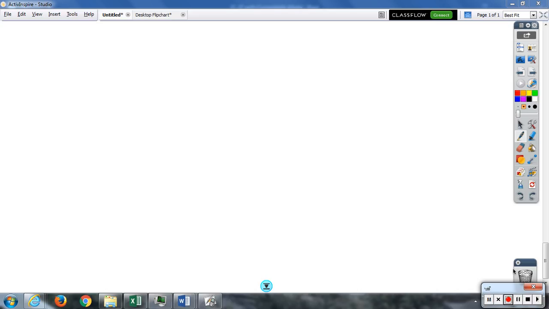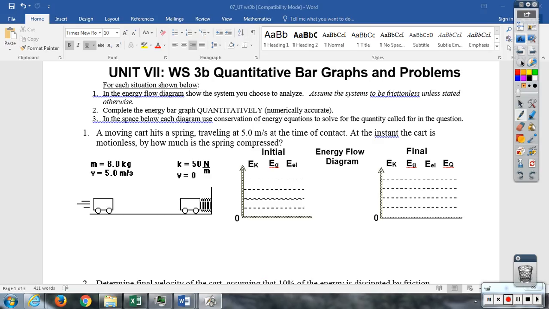Okay, so we are going to go over worksheet 3b, where we're going to look at some examples of quantitatively working with conservation of energy.